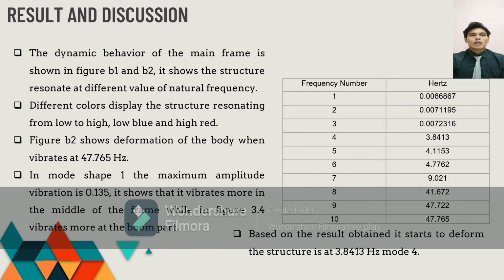Figure B2 shows deformation of the body when it vibrates at 47.765 Hz. In mode shape 1, the maximum amplitude vibration is 0.135. It shows that it vibrates more in the middle of the frame, while in figure 3.4, it vibrates more at the bottom part of the structure. Based on the result I have observed, the structure starts to deform at 3.8413 Hz, mode 4.